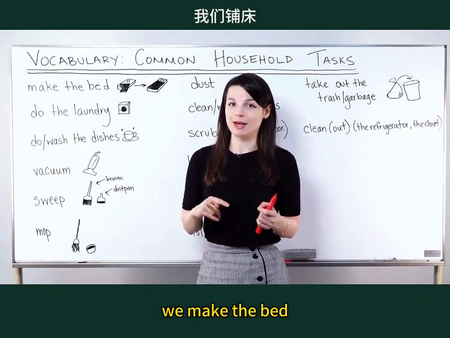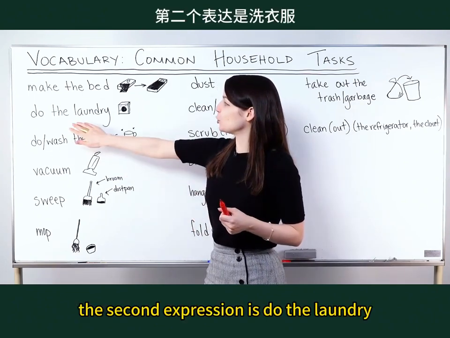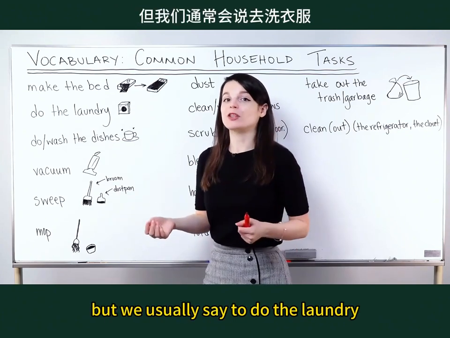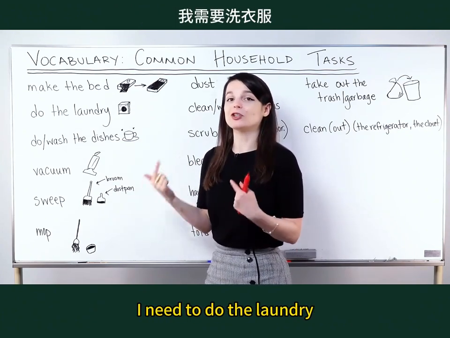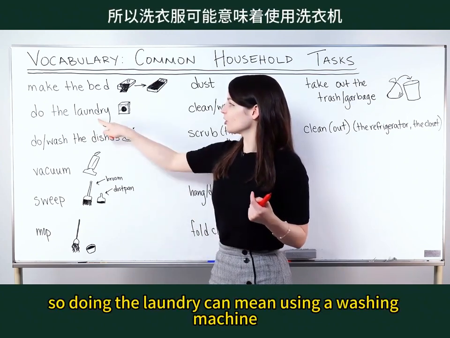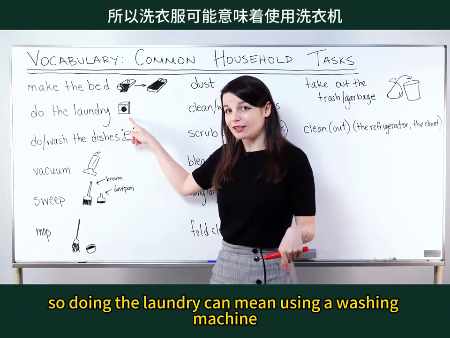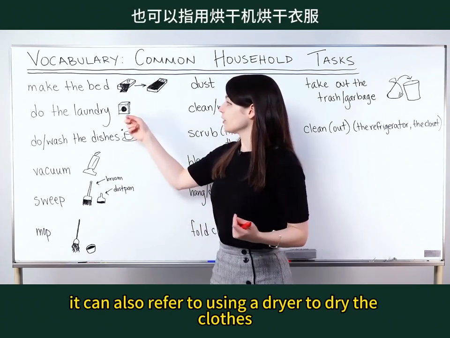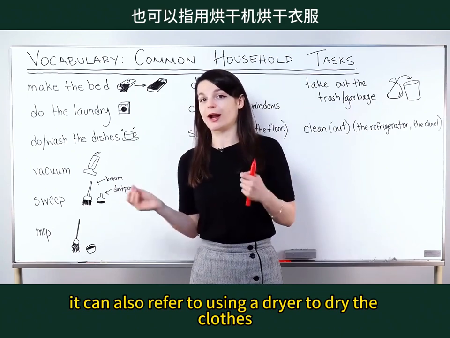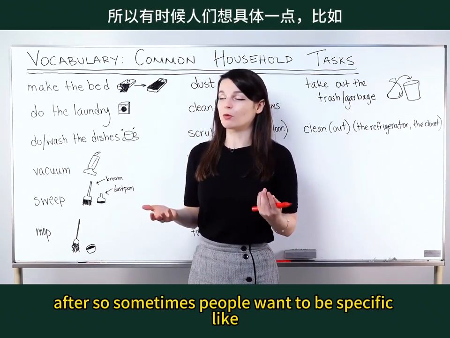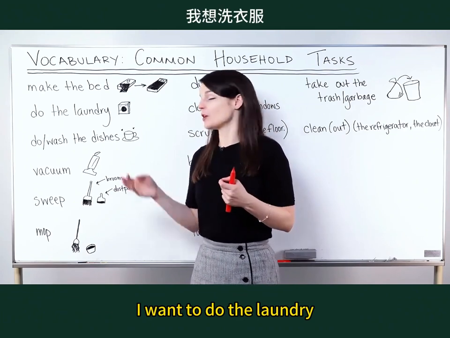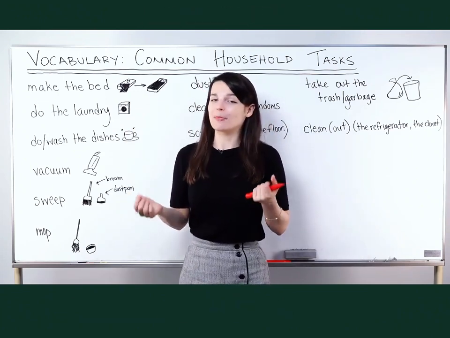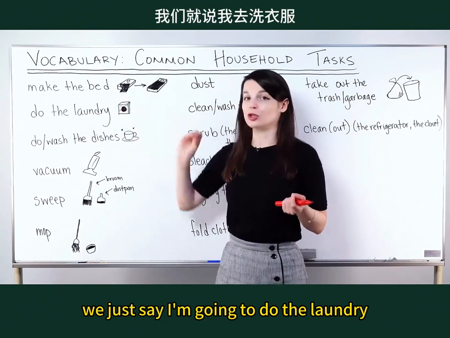We make the bed. The second expression is do the laundry. Do the laundry. So to do the laundry means wash clothes, but we usually say to do the laundry. I need to do the laundry. So doing the laundry can mean using a washing machine, like just to put soap on clothes and use water with that. It can also refer to using a dryer to dry the clothes after. So sometimes people want to be specific, like I want to do the laundry, I'm going to use the washer and dryer, I guess you could. But in most cases, we just say I'm going to do the laundry.